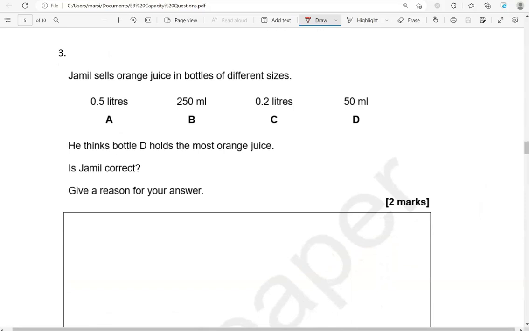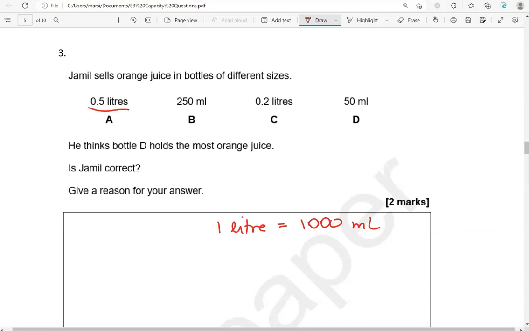Jamil sells orange juice in bottles of different sizes. A 0.5 litres, B 250 millilitres, C 0.2 litres, and D 50 millilitres. He thinks bottle D holds the most orange juice. Is Jamil correct? Give a reason for your answer. So we've got these in litres and millilitres. We need to have them in the same unit. Either all of them in litres or all of them in millilitres, so we can then compare them. We've said earlier that in 1 litre there are 1000 millilitres.